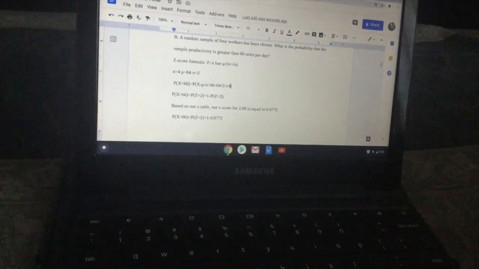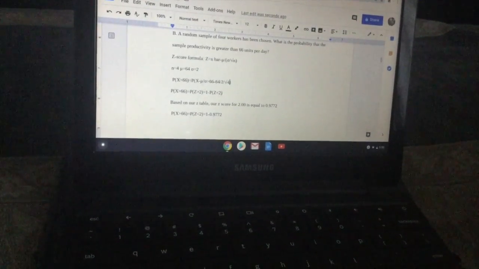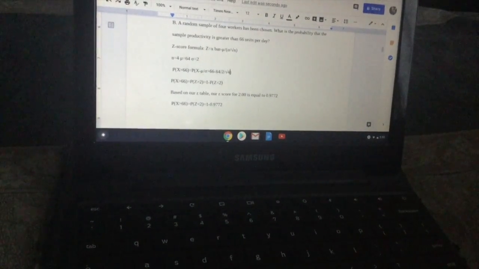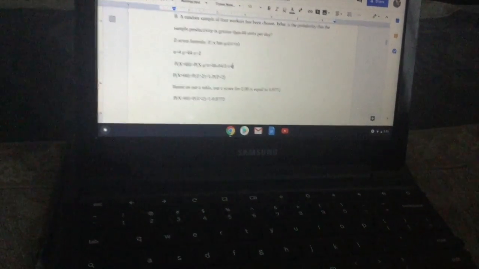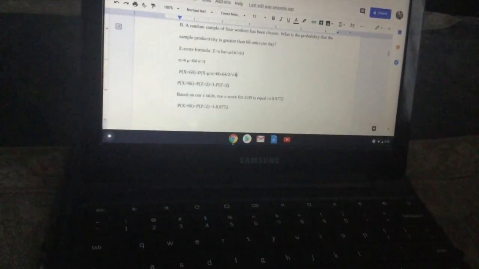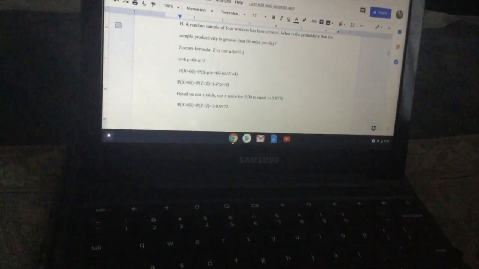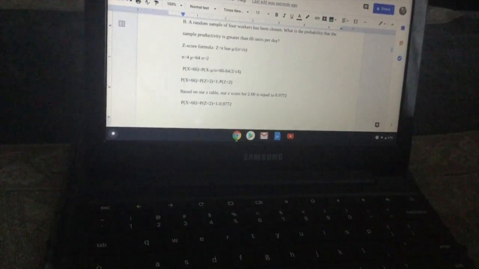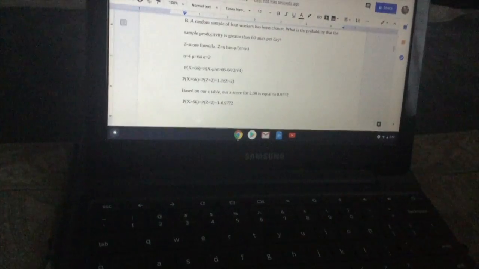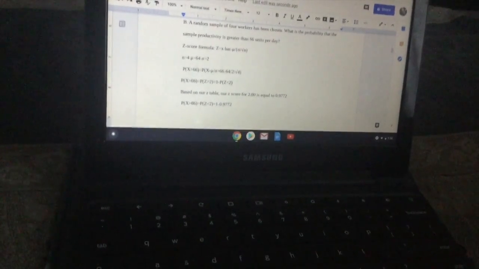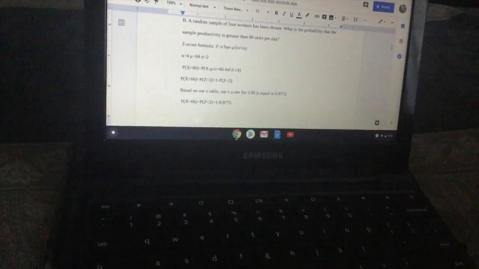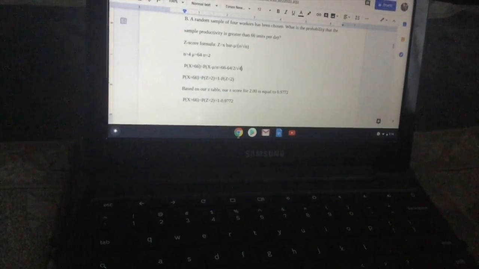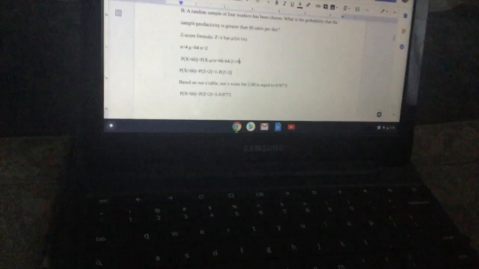We now move along to part B of question number 1, which asks us, a random sample of 4 workers has been chosen. What is the probability that the sample productivity is greater than 66 units per day? So now in our z-score formula, because we have a sample size of 4, that is our n. So in our z-score formula, it is not just simply divided by the standard deviation. It is now divided by the standard deviation divided by the square root of n.